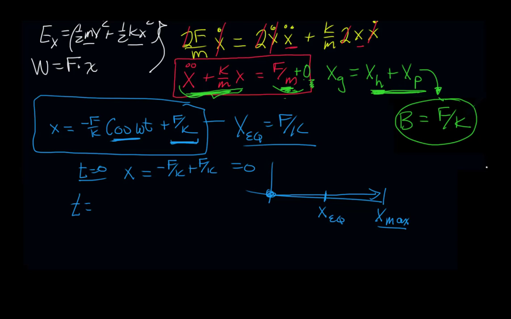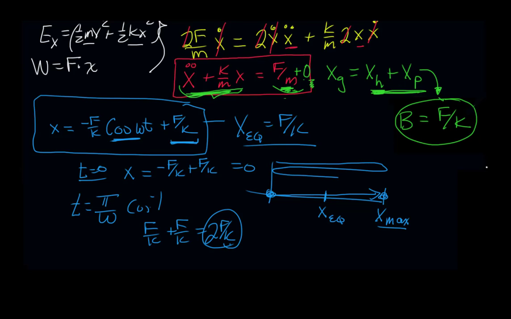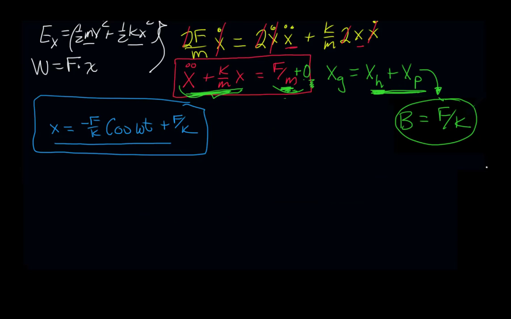At t equal to pi on omega, the cosine will be minus 1, and we'll get f on k plus f on k, which is 2f on k, which is 2 times x equilibrium. So we find then that this does predict that it will oscillate back and forth between these locations. The behavior is simple harmonic motion. The omega here is this, so we find that omega squared would be k on m, or omega is the square root of k on m.